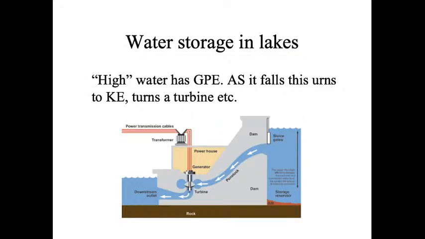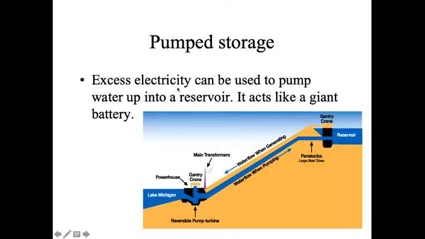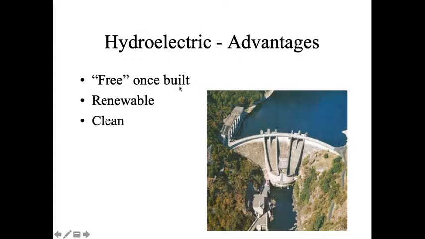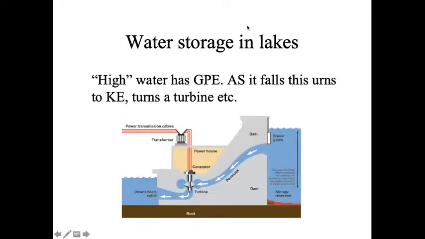All right, hydroelectric power. We're storing water in lakes. Water's entering the lakes from rain and snow on mountains. The high water has gravitational potential energy, GPE. Once it falls through the dam, it's going to be transformed from gravitational potential energy into kinetic energy, and that kinetic energy is going to turn the turbine. So we've got three different forms, and the main one is water storage in lakes. That's what is most common.